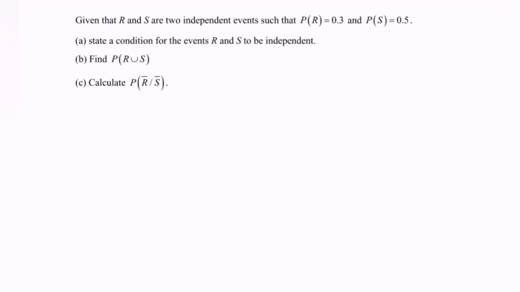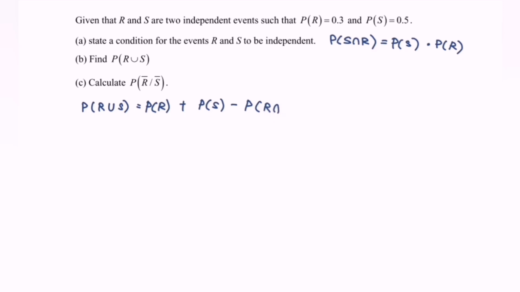So here we have the condition for independence: the probability that S intersect R is equal to the probability for S multiplied with the probability for R. B. Find the probability that R union S. So here we have the addition rule. The probability that R union S is equal to the probability for R plus the probability for S minus the probability for R intersect S.